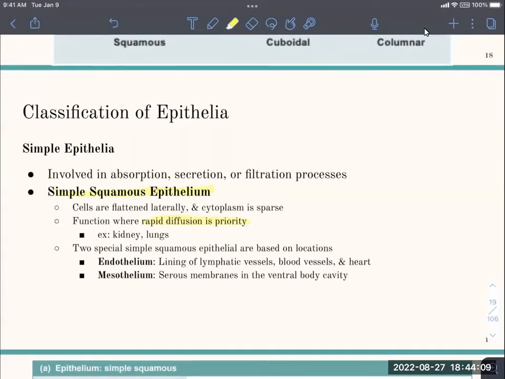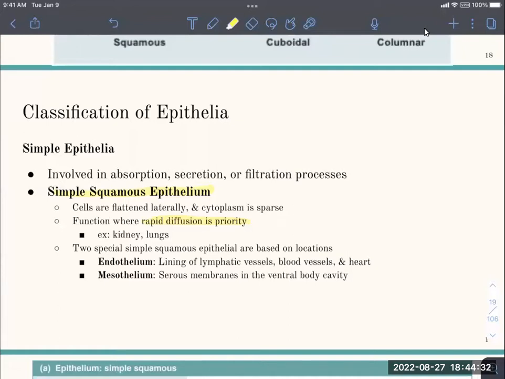Oxygen and carbon dioxide need to move fast through the blood, through the little alveoli, which are the air pockets in your lungs where the actual diffusion process takes place. Kidneys, same thing. It needs to happen fast because kidneys are what's filtering out our blood.